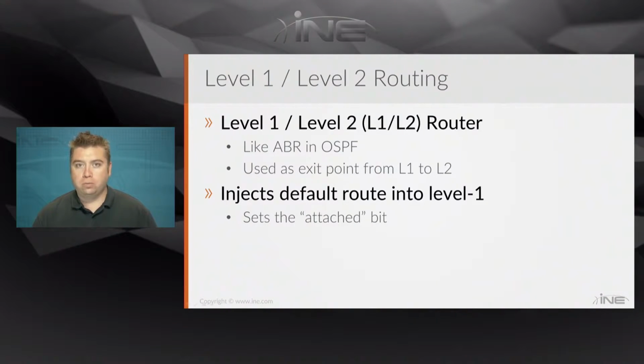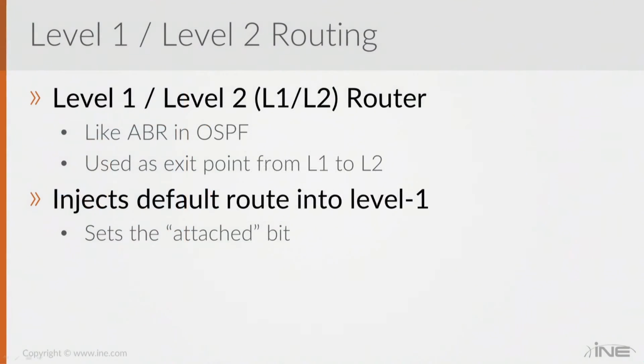Now, in the reverse direction, though, since L1 behaves like a not-so-totally stubby area, we're not redistributing, we're not leaking routes from the level 2 domain into level 1 by default. We're simply going to be using a default route to reach any of those inter-level or external destinations that the level 2 domain knows about. So the level 1, level 2 router is essentially like the area border router, the ABR in OSPF.